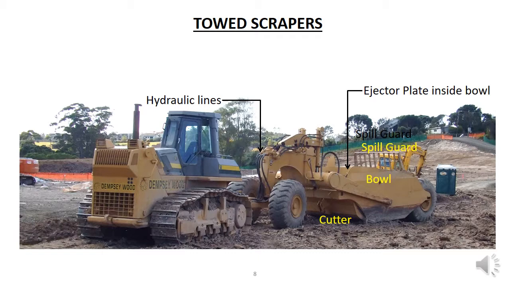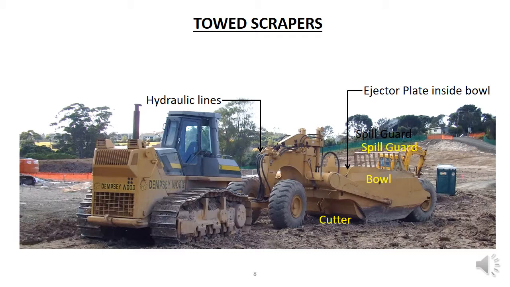The bowl is lowered slightly at the fill area and an ejector plate inside the bowl, you can't really see it in the photo, but there's one there. It pushes the soil out of the bowl as the scraper moves along the fill area, which results in the soil being laid in a long thin layer ready for wetting, drying or compaction.